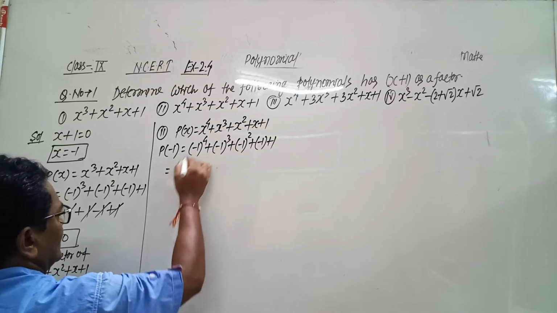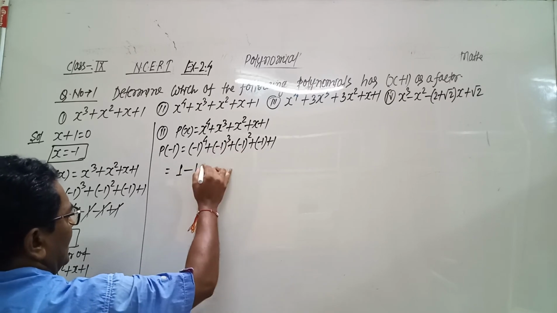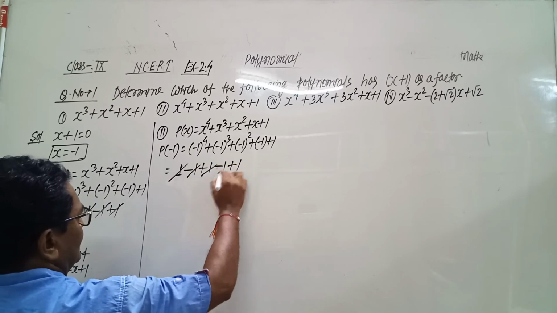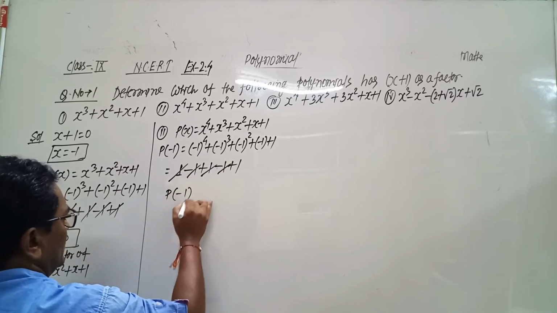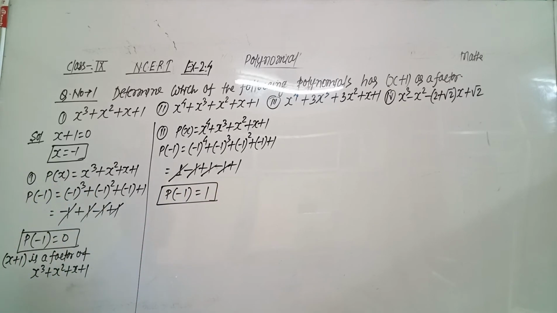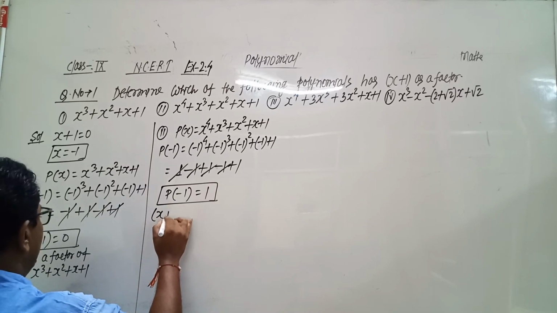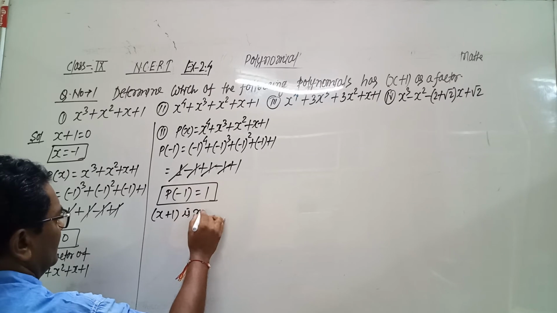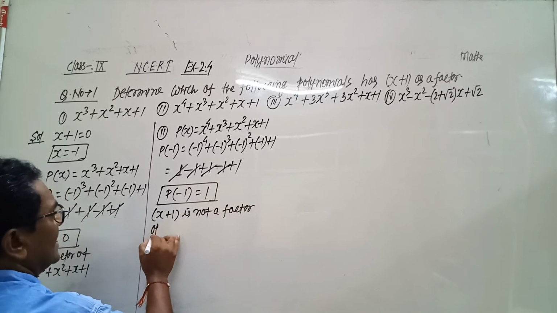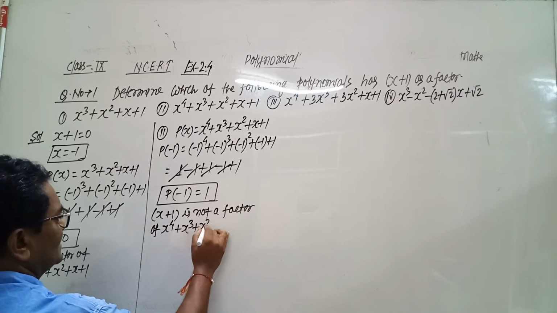We get minus 1 raised to the power 4 is plus 1, then here we get minus 1, then plus 1, minus 1 plus 1. So plus minus cancel, plus minus cancel. The remainder comes to be 1, not 0. Since the remainder is non-zero, we can conclude that x plus 1 is not a factor of x raised to the power 4 plus x cube plus x square plus x plus 1.